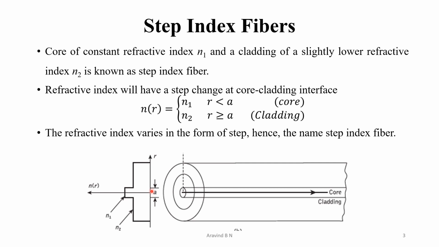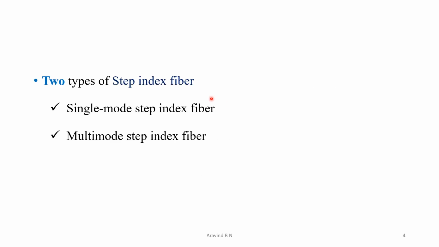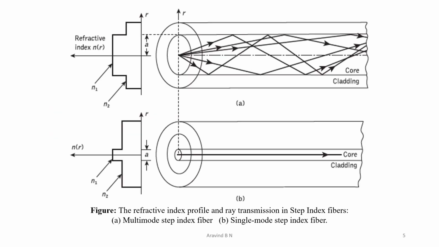Now the refractive index is going to have a stepwise change that is given by n of r is equal to n1 for r less than a, representing the core, and n2 for r greater than or equal to a, representing the cladding. There are two types of step index fiber. One is the single mode step index fiber. The second one is the multimode step index fiber. This diagram indicates a typical multimode step index fiber, and this diagram indicates a typical single mode step index fiber.